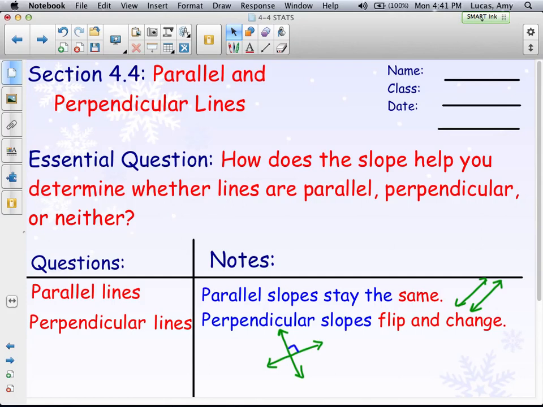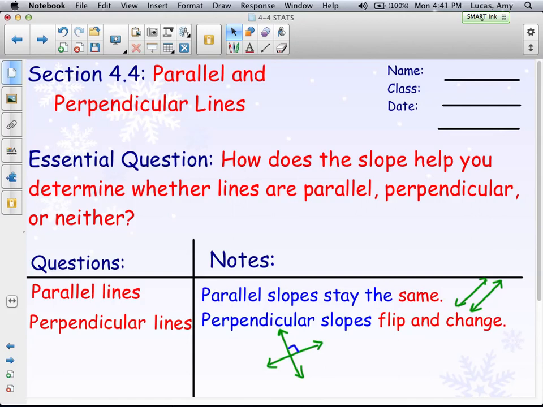When lines are parallel, they have the exact same slope. They are at the exact same steepness, they're slanted the same amount, so their slopes are exactly the same. When they're perpendicular though, they're forming 90-degree angles, which means that one of the slopes is the opposite reciprocal of the other one.